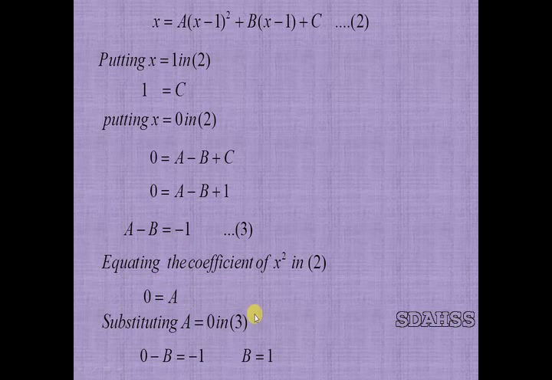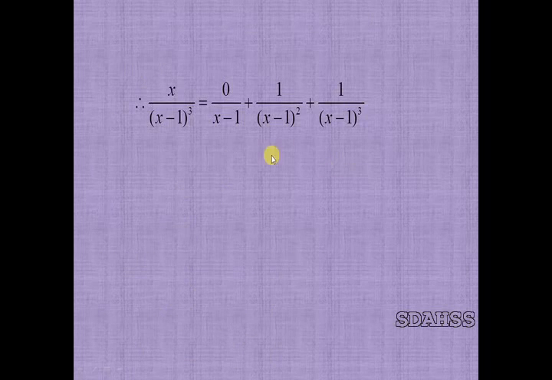Substitute a is equal to 0, b is equal to 1, c equal to 1 in the first equation. So you have x by x minus 1 whole cube is equal to 0 by x minus 1 plus 1 by x minus 1 whole square plus 1 by x minus 1 whole cube. This term vanishes, so this becomes 1 by x minus 1 whole square plus 1 by x minus 1 whole cube. Fifth sum: 1 divided by x power 4 minus 1.